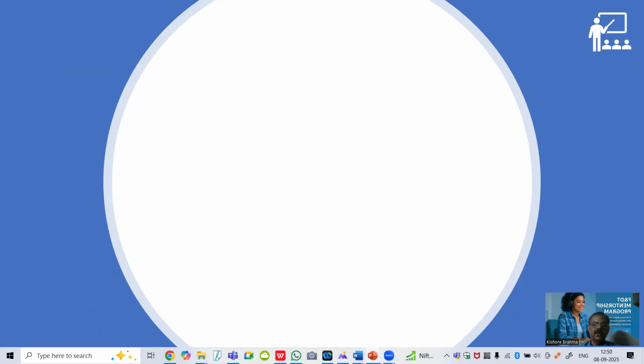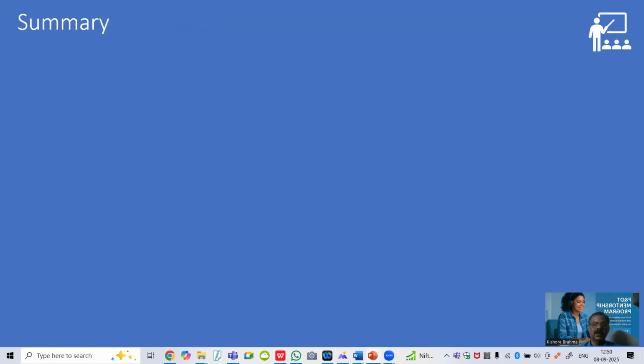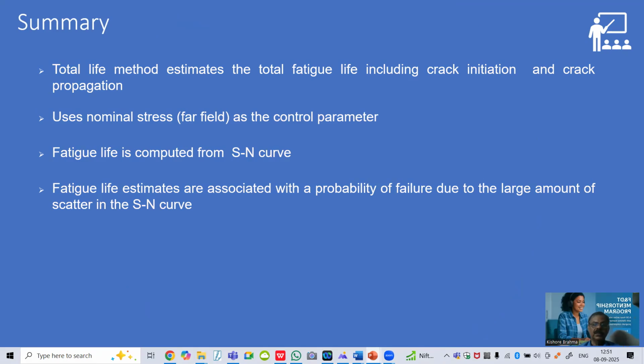Now, as far as the methodology is concerned, for general in nature, the procedure is as follows. The total life method estimates the total fatigue life, including crack initiation and crack propagation, and uses nominal stress as the control parameter. Fatigue life is computed from the SN curve. Fatigue life estimates are associated with probability of failure due to the large amount of scatter in the SN curve. That's why finally one has to use the scatter factor.